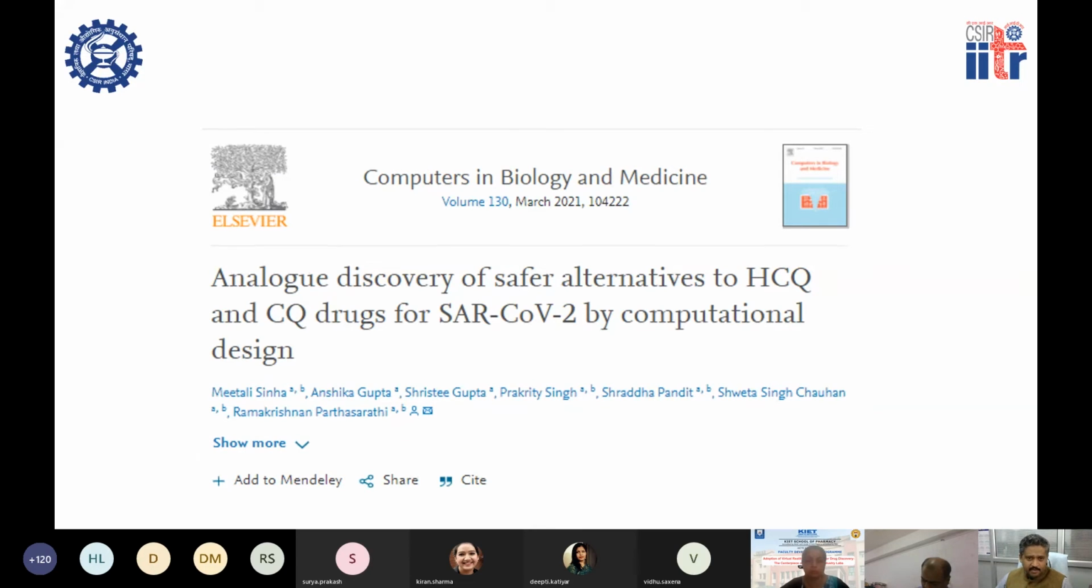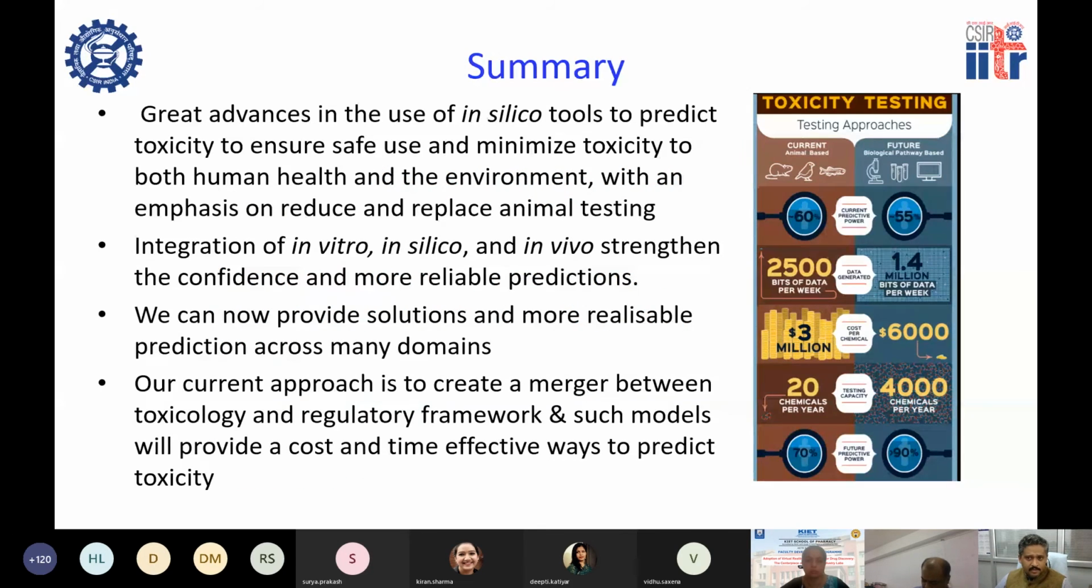So this resulted in a paper in Computational Biology and Medicine. It got huge access during that particular quarter. And with that, I would like to summarize this work. Whatever I showed you is a glimpse of the drug designing process, particularly highlighting the computational toxicological perspective. There are a lot of advantages to using in silico tools to predict toxicity or properties to ensure safety as well as minimize in vivo or in vitro testing. That is definitely going to impact both human health as well as the environment, and reduce, replace, and refine, these 3R principles.